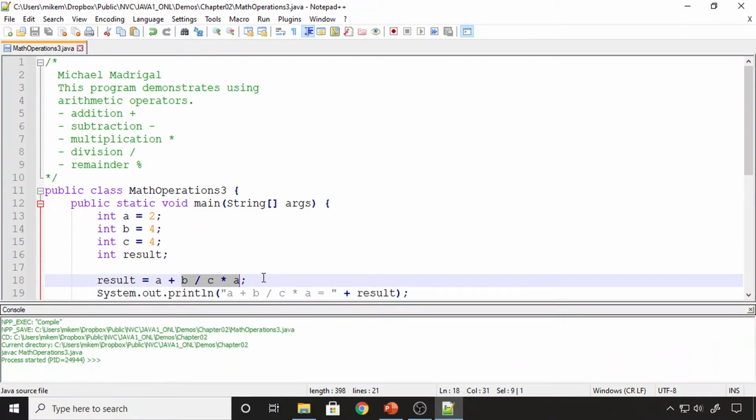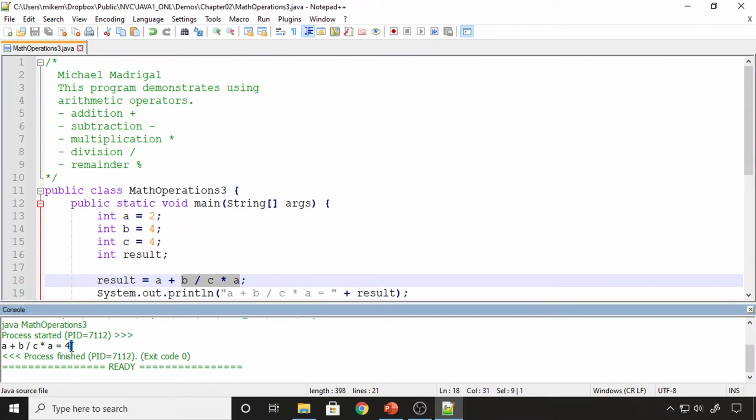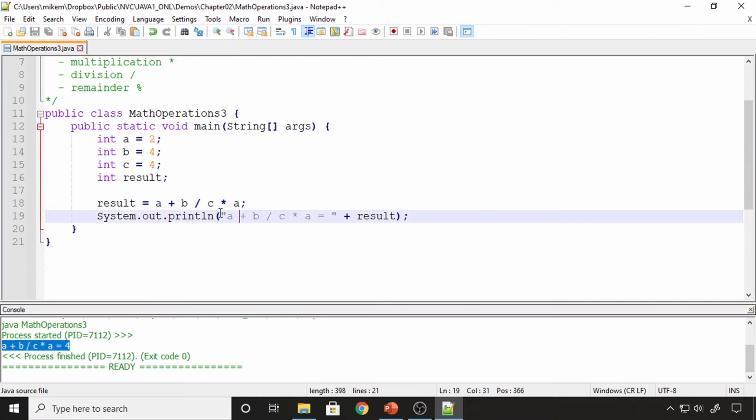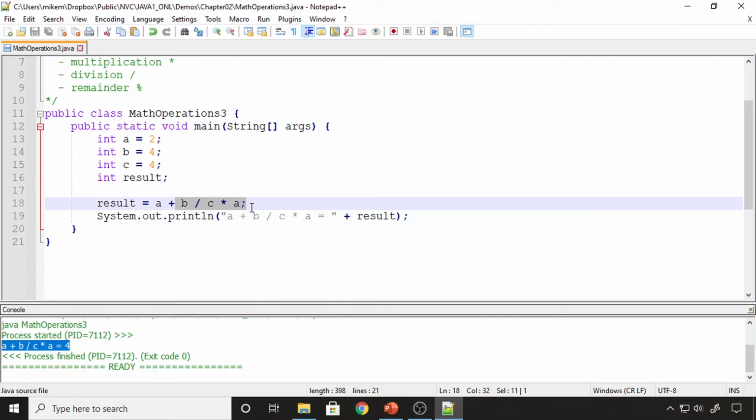So I'm going to go ahead and compile and run, and you can see that the result of this is a 4. So just keep in mind, when you see something like this, multiplication and division happen at the same time in the order in which they occur from left to right. So this B divided by C will happen before the C being multiplied to the A.